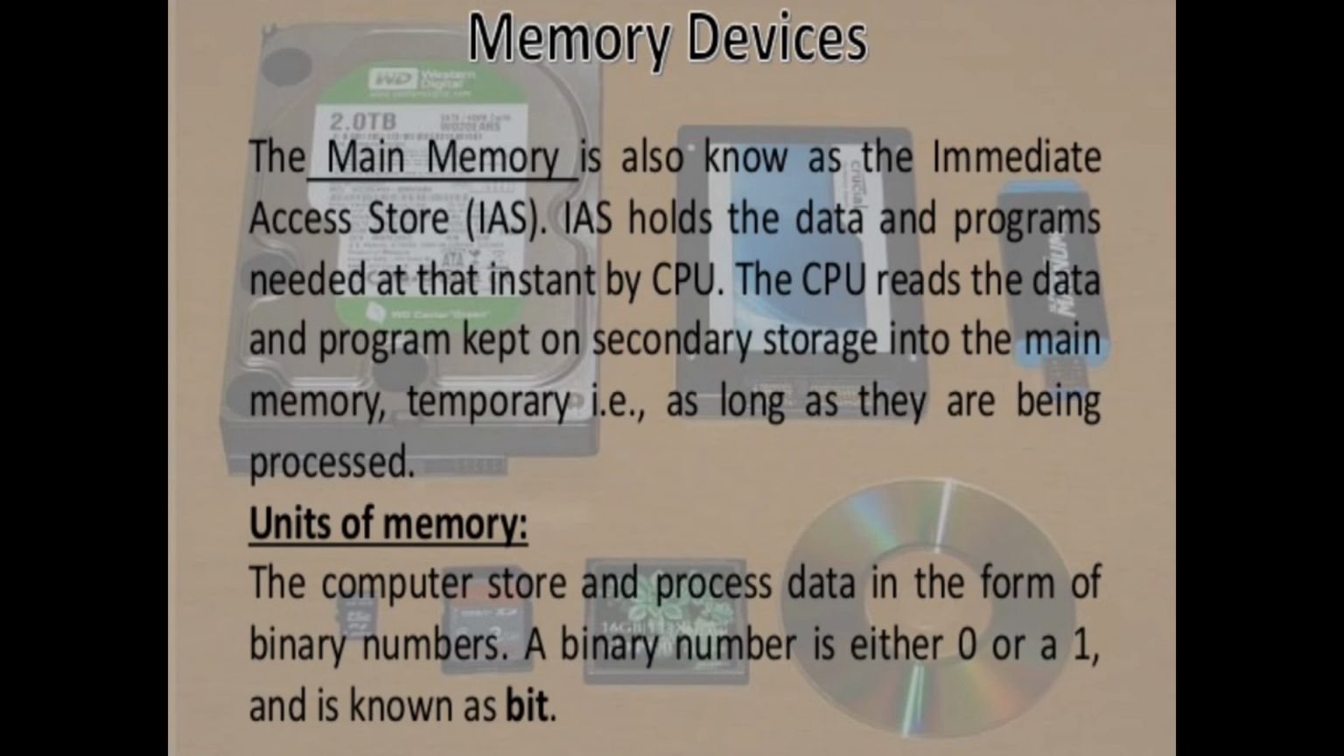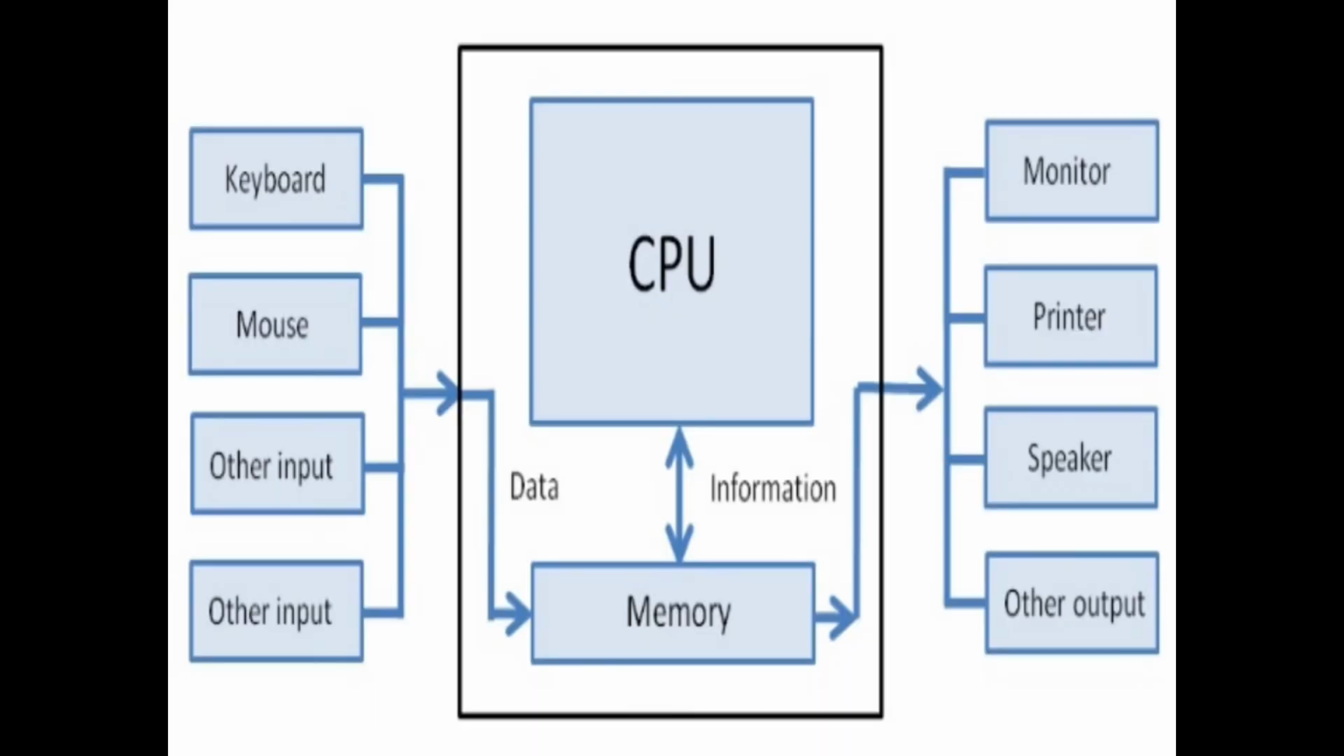The computer stores and processes data in the form of binary numbers. A binary number is either 0 or 1, which is known as a bit. Here we can see the structure of CPU and memory.